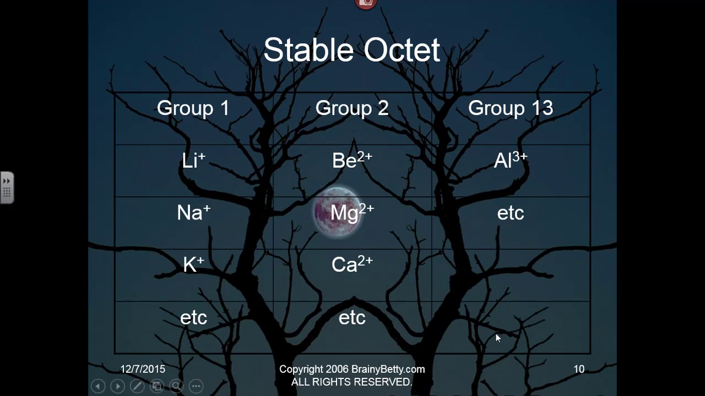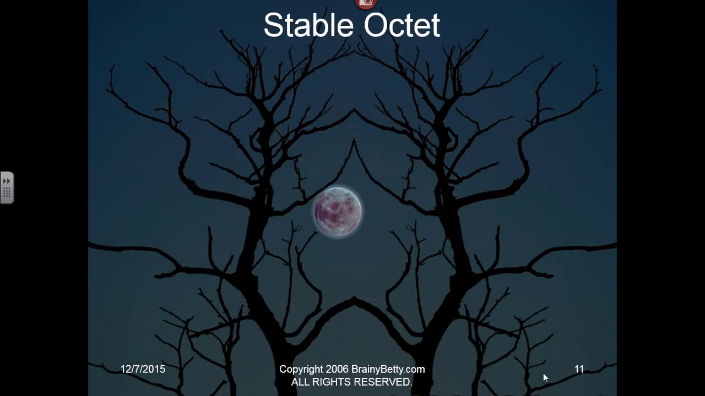Here's a couple more examples for you. Everything in group 1, lithium, sodium, potassium, and so on, will lose 1 electron. Everything in group 2, beryllium, magnesium, calcium, and so on, will lose 2 electrons. We're skipping the transition metals again for a moment. If you jump over to group 13 with aluminum, the things in that column tend to lose 3 electrons. So again, it's the metals that make cations and lose electrons. It is also possible to gain electrons, so let's do an example of that.